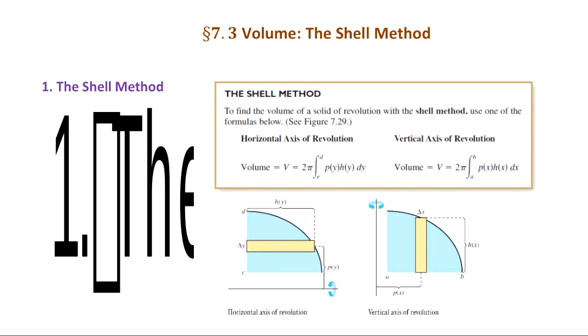When you do this kind of problem, you need to make sure you get the right p(y) and h(y) there, because it's easy to make a mistake in this case, unlike the disk method. So that's the rotation about the x-axis. You get this formula when you rotate about the y-axis. This time you have to integrate by x. Just change the y to x, and then the formula is pretty much similar.